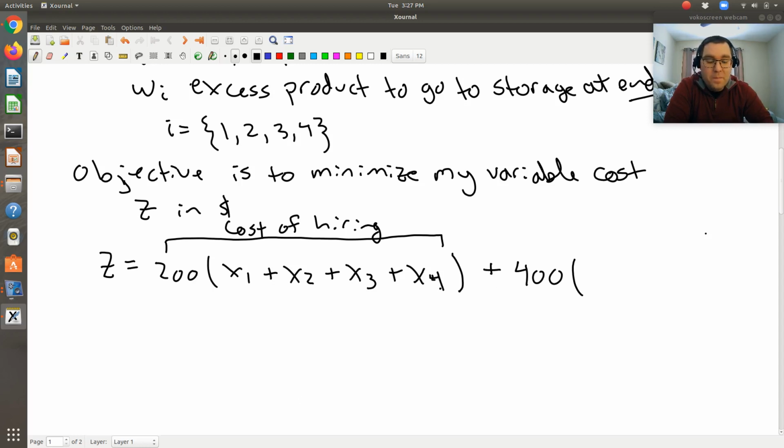In terms of firing, and again this is the beginning of the month, I won't have any temps to fire at the beginning of month 1. So it'll be the temps fired in month 2, plus the temps fired in month 3, plus the temps fired in month 4. I really don't have a Y1 variable because we're not going to hire or fire any temps at the beginning of month 1. But we can potentially fire temps at the start of month 2, 3, and 4. So this is the cost of firing.